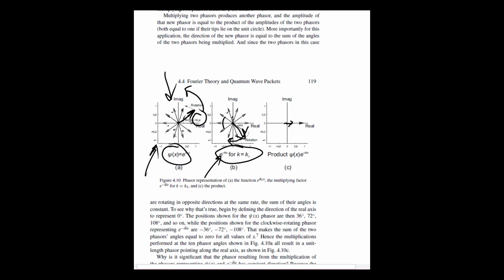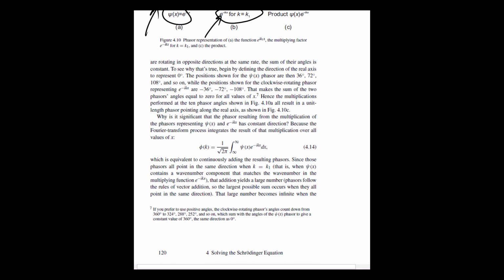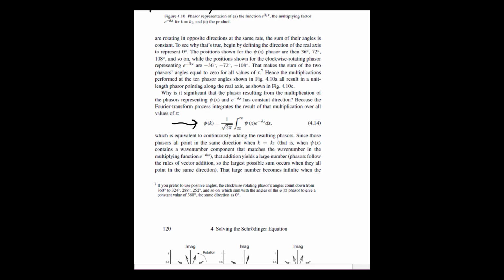And if you do that repeatedly at a bunch of different values of k1x, they all add in the same direction along the real axis. So when you look at the Fourier transform relationship, taking our psi of x, e to the i k1x, multiplying it by e to the minus ikx, you have these two counter-rotating phasors, and as long as they both have the same wave number, in this case k equals k1, when you make the product of those two functions and add them together, you get a very big positive number along the real axis.